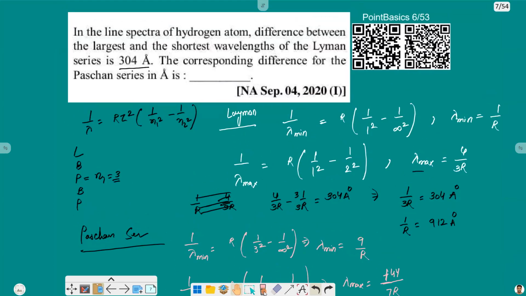Okay, so we have to fill it. So the answer will be 10553.1 angstrom. So that will be the answer here. Now moving ahead to the next one.